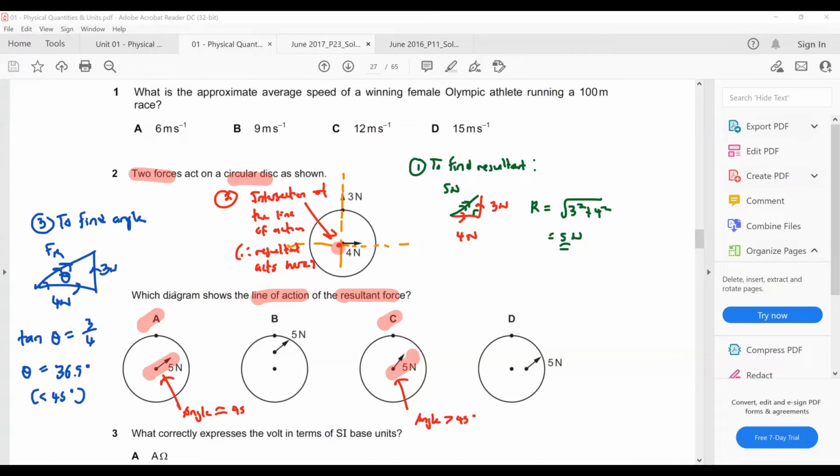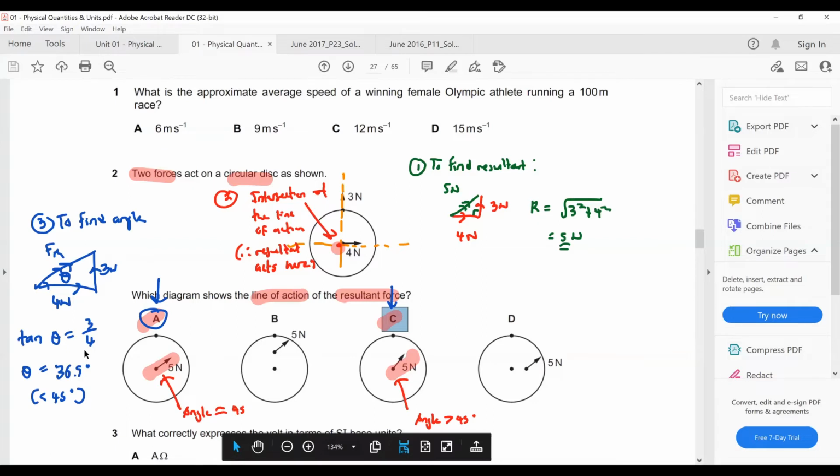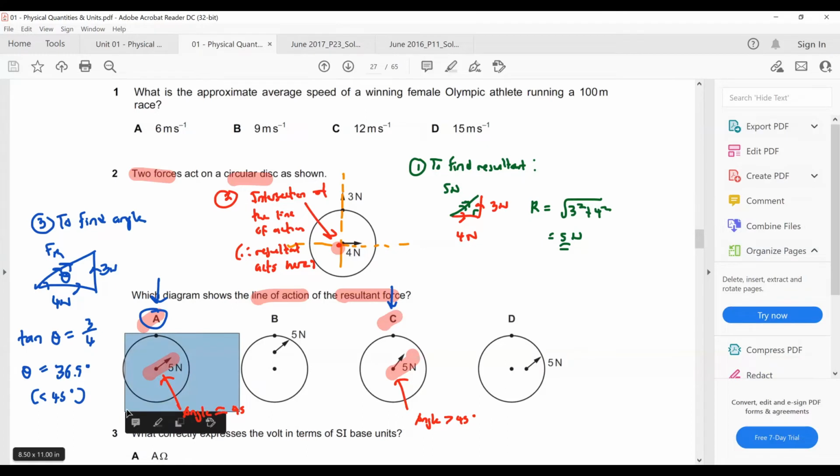So you look at answer choice A and C. Which one seems to be closest to it? It should be answer choice A, isn't it? The only reason why answer choice B is wrong is because this one is clearly showing the angle is above 45 degrees. What you see here by calculating the angle is that the resultant should be at an angle of 36.9 degrees from the horizontal. It is slightly less than 45, which should be this one here. Okay, so this one is answer A.